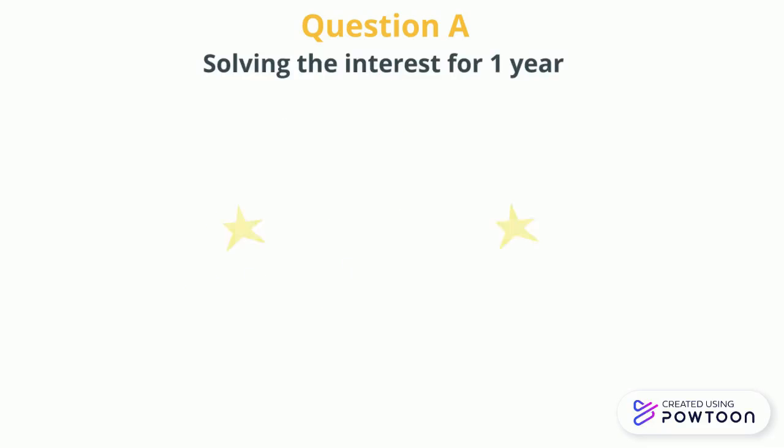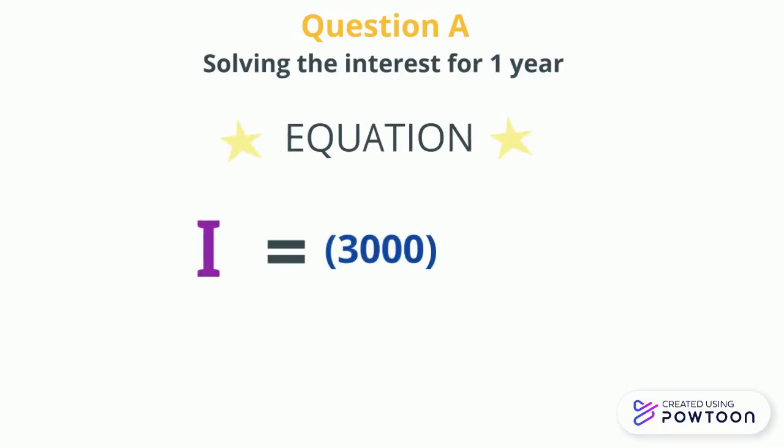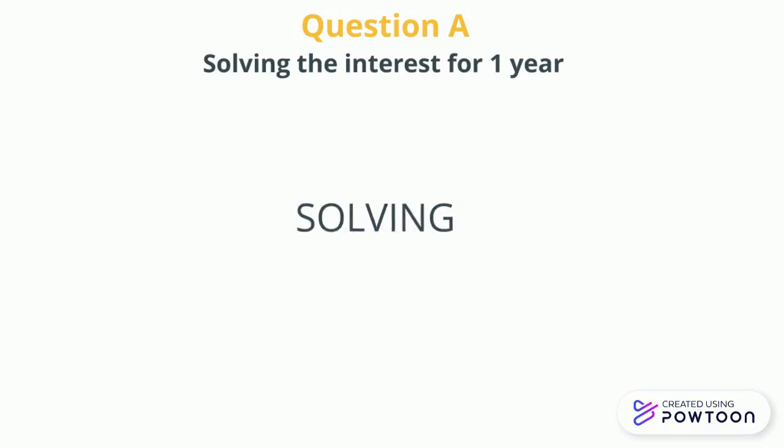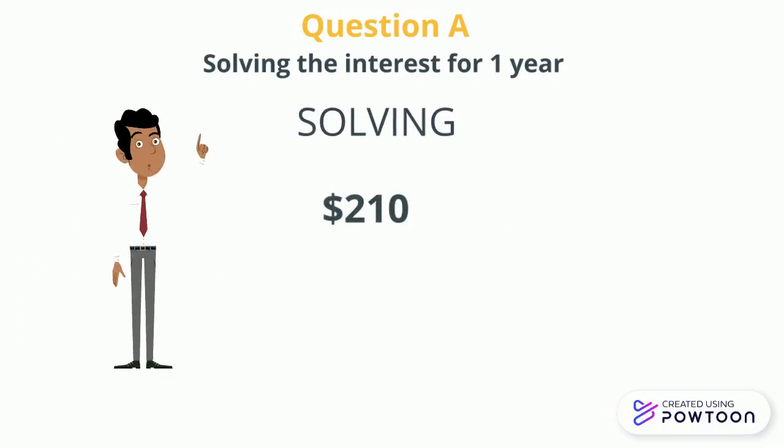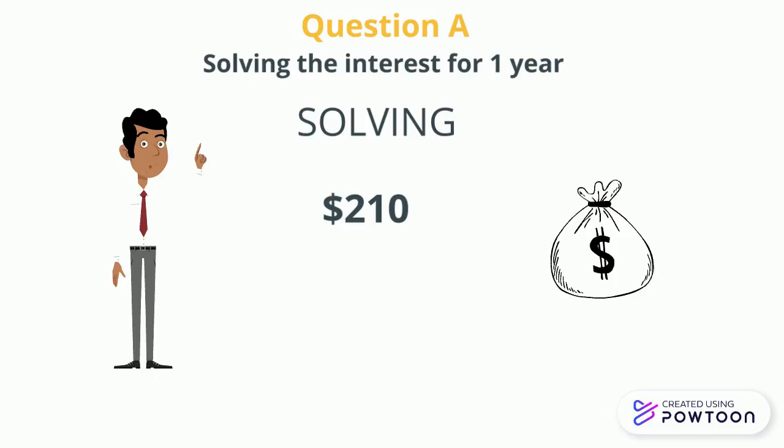This would form the equation I equals 3,000 times 0.07 times 1. Multiplying and solving the equation would lead us to $210. Mr. Miguel must pay $210 for the interest in 1 year.